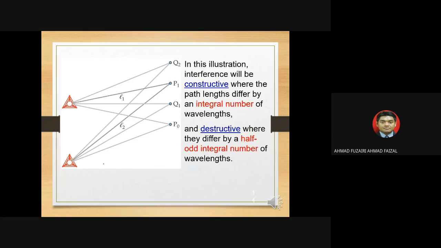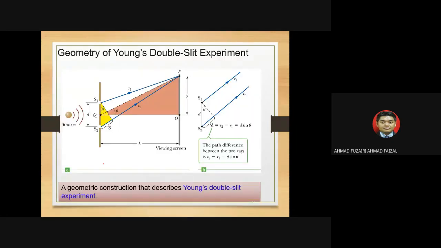Alright, so in this illustration, interference will be constructive where the path length differs by an integral number of wavelengths, integer, and destructive where they differ by a half odd integral number. Okay, so this is the geometry of the Young double slit experiment.